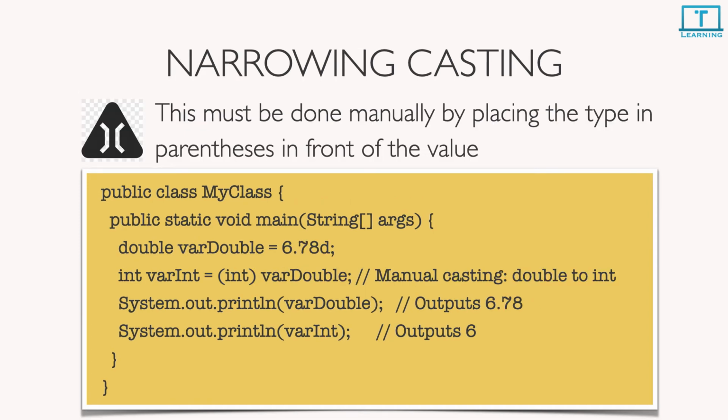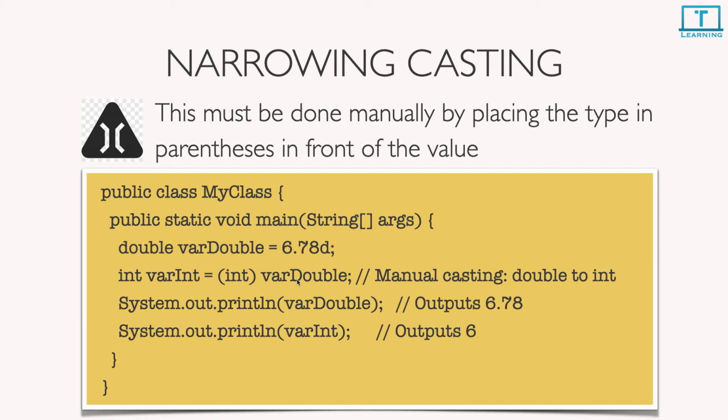Now let us understand narrowing casting. This must be done manually by placing the type in parentheses in front of the value, because it doesn't happen automatically. In this example, we have a main method in a class. Here we have a double variable var double, and there is a value assigned, 6.78. Now let's create an integer variable var int, and let us assign the value of var double to this integer variable. If we need to assign a value from a larger type to a smaller type, you need to specify the type within parentheses. So explicitly we are specifying int here.